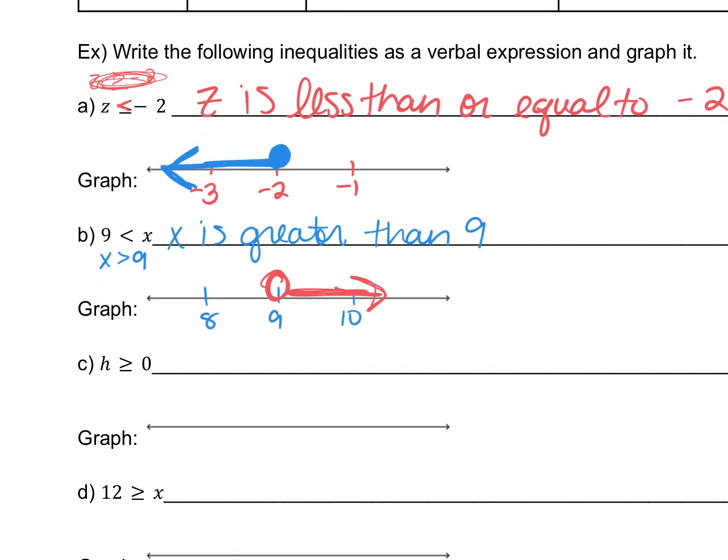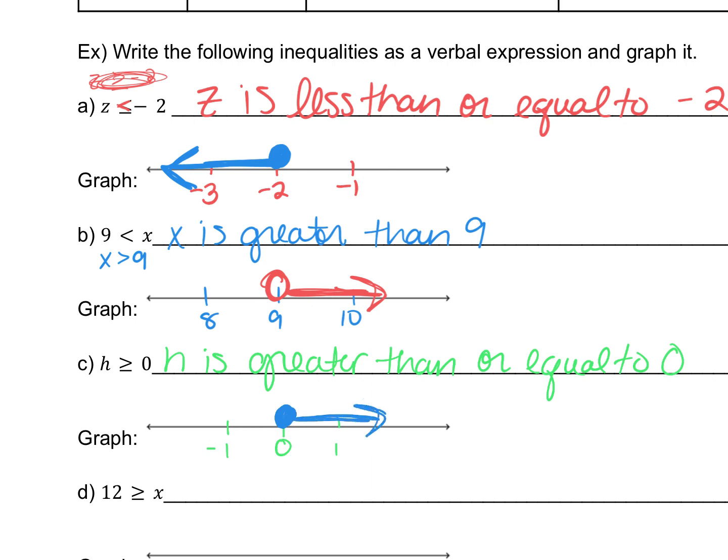The next one, it looks like the variable's on the left, which is the way it's easiest to read, I think. So this is h is greater than or equal to 0. Go ahead and put your 0 in the middle. -1 would be 1 down, and +1 would be 1 above. Open or closed dot on this one? It is a closed dot, and it's greater than or equal to, so it's going to the right to all of the numbers that are greater than 0.